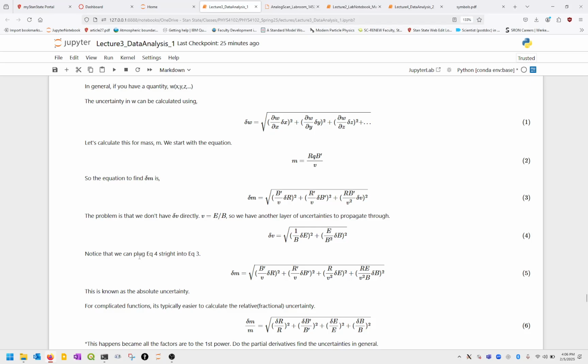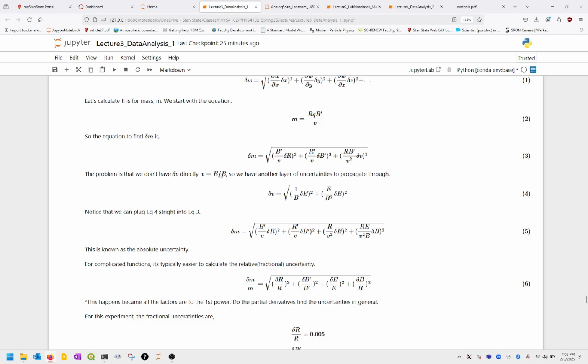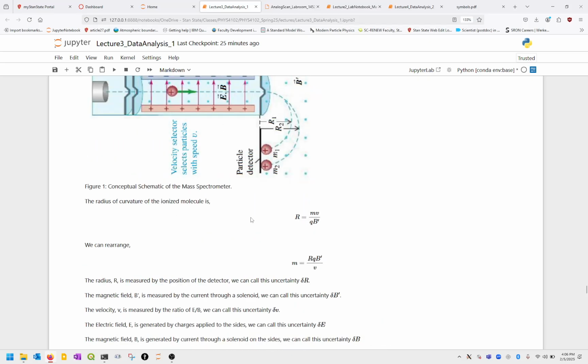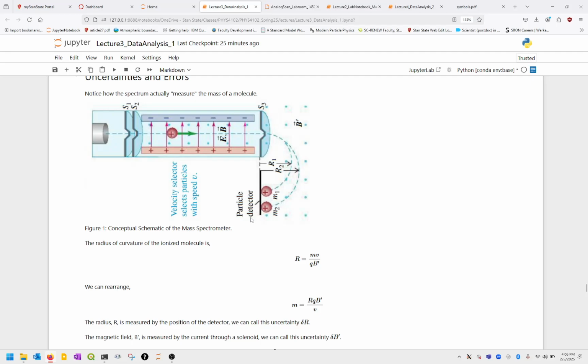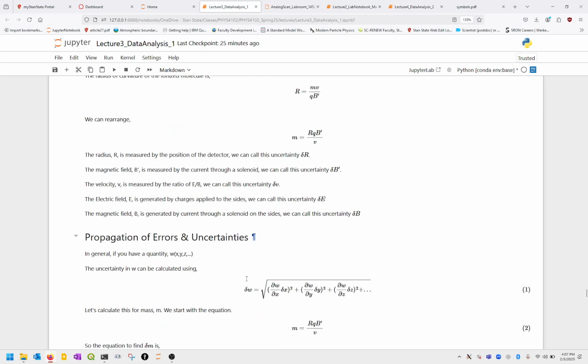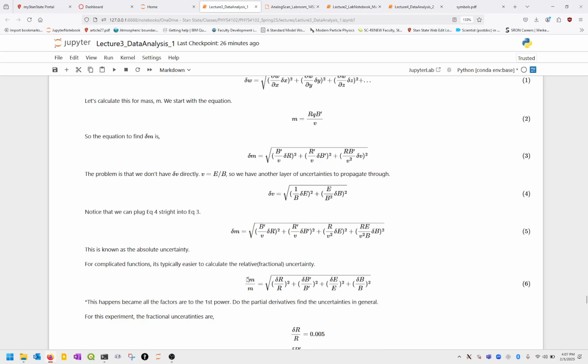Unfortunately, V is buried inside. There's an E and a B inside, right? There's a B prime field, and then there's the E and B field, right? You go up here to the picture, right? The regular E and B field determines how fast this thing comes out. The B prime determines how much of a curvature you get, right? So there's actually two different B's in this place, okay?